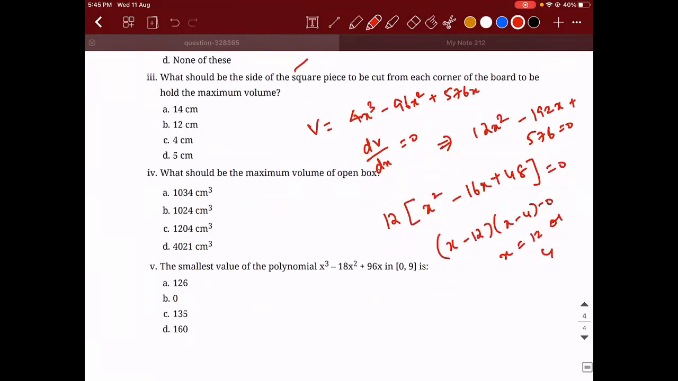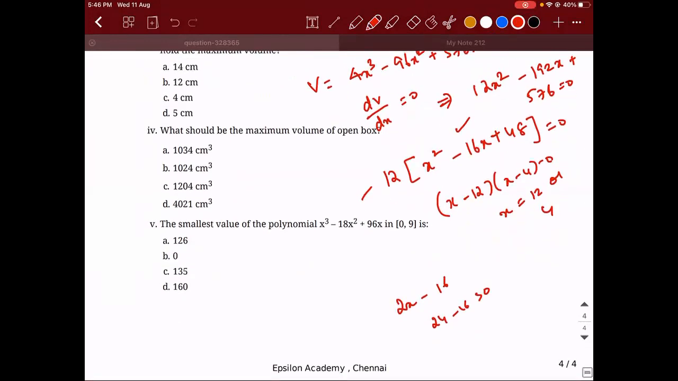So for this, only the double derivative test can save us, because 12 and 4 both are there in the options. Right. So if you have to do the double derivative test, you can actually do it for this also. So it will be 2x minus 16. So take 2x minus 16: 24 minus 16 is positive, so it's a minimum. 8 minus 16 is less than 0. So x should be 4, because they asked what is the condition at which it will be maximum.